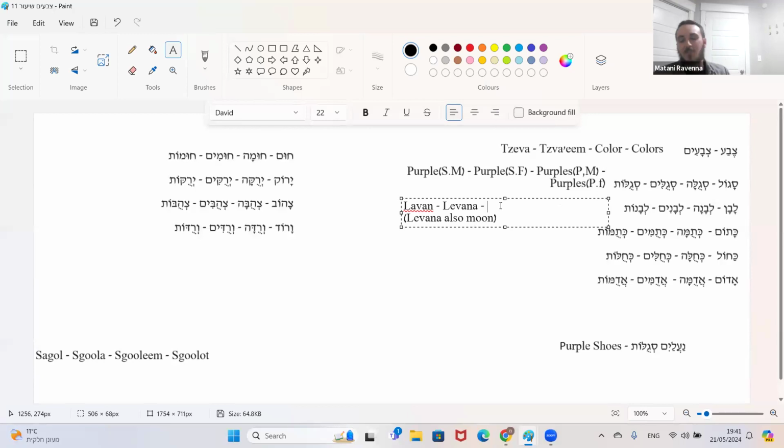Continuing on, Levanim, surprise, surprise, a group of males who are white. And the last one, Levanot. So let's say I'm looking at a group of females, I'm pointing at them. Hen levanot, they are white. Questions so far?